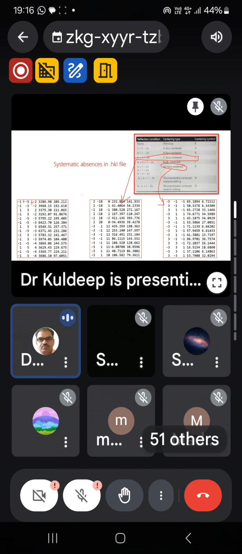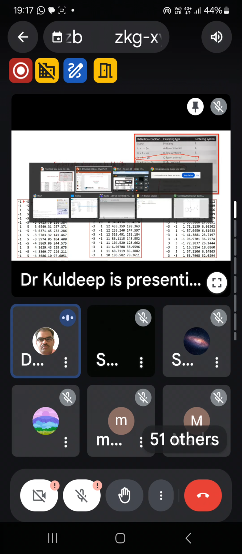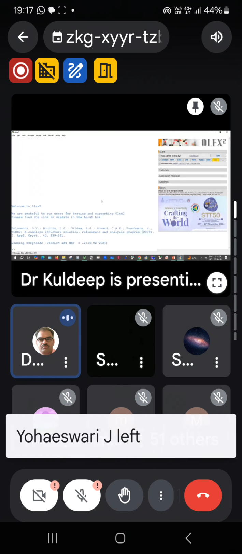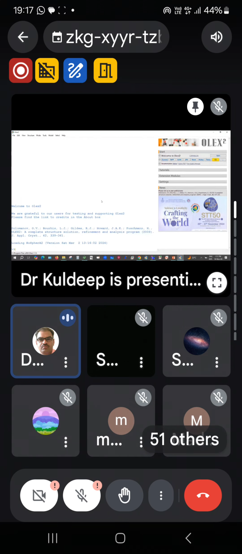So here I am finishing the first part of the talk, and I will go to the next part, that is a demonstration of the software Olex2. Meanwhile, if any participant wants to ask any question before we proceed further, you are welcome to ask.